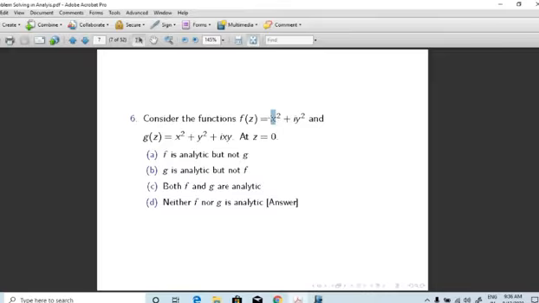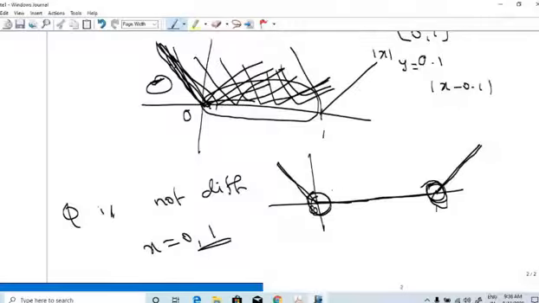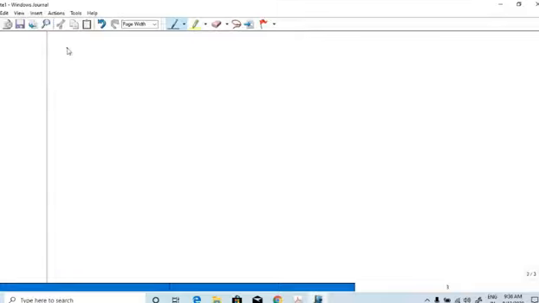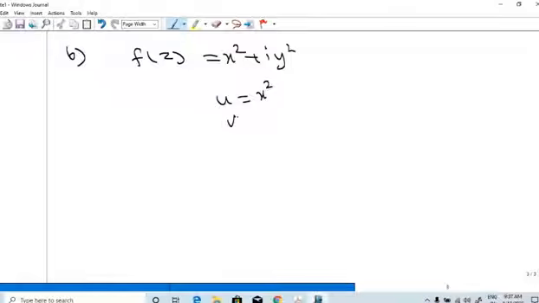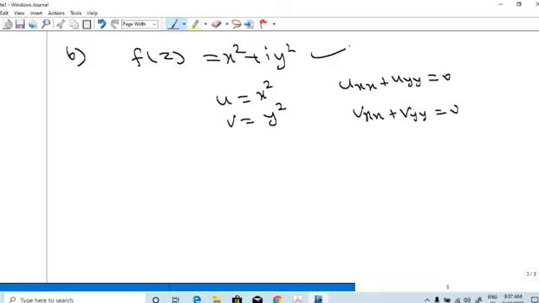So what is the Laplace equation here? Look at the first function, f(z) = x² + i y². If it is analytic, u, the real part, is x², and we take v as y². Therefore u and v should satisfy the Laplace equation: uxx + uyy = 0 and vxx + vyy = 0. Suppose f is analytic, then these two functions satisfy the Laplace equation at the point z = 0.